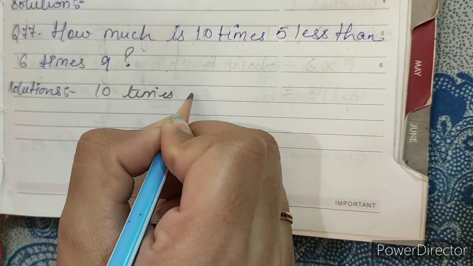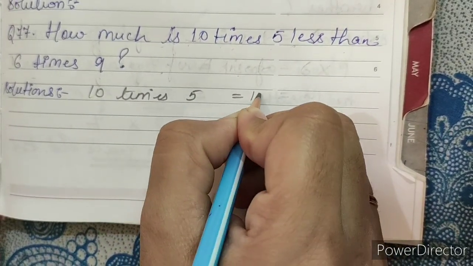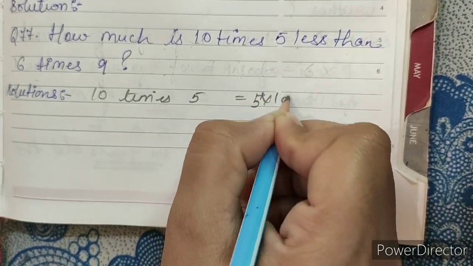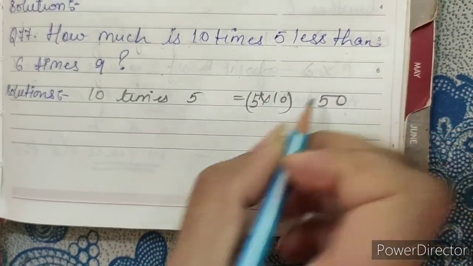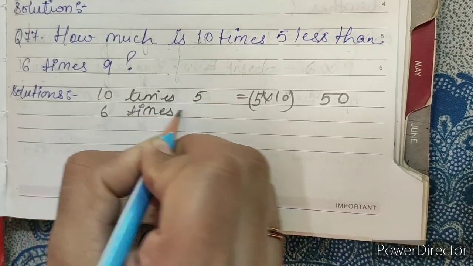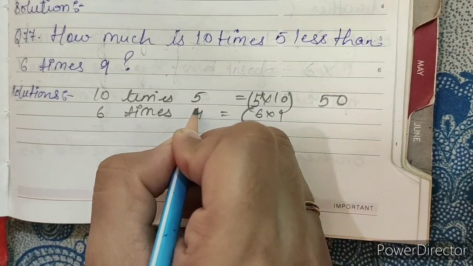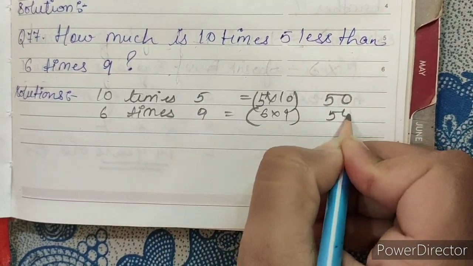10 times 5 equals 5 into 10, 50. 6 times 9 equals 6 into 9, 6 9 is 54.